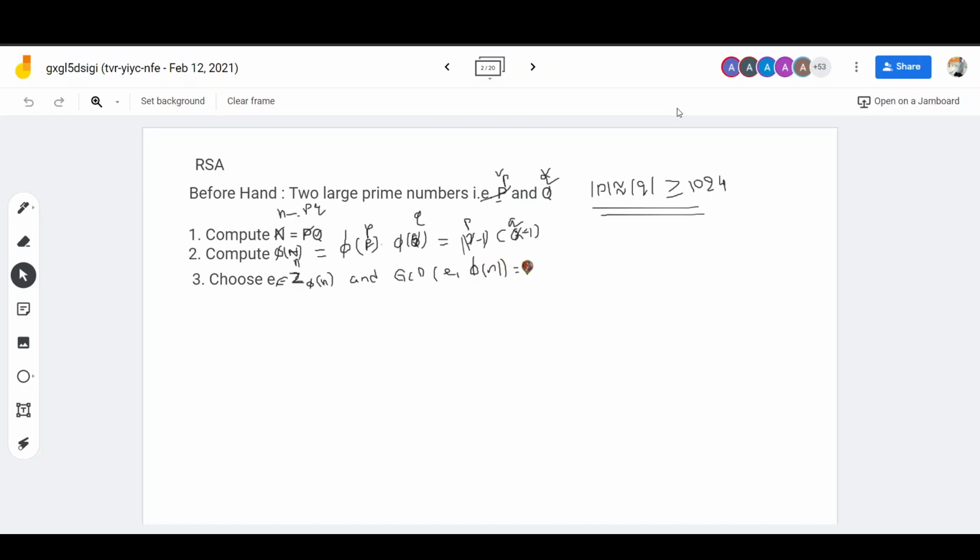Why do we need to use this particular statement? Why are we using GCD of e comma pi of n? Can anybody answer?